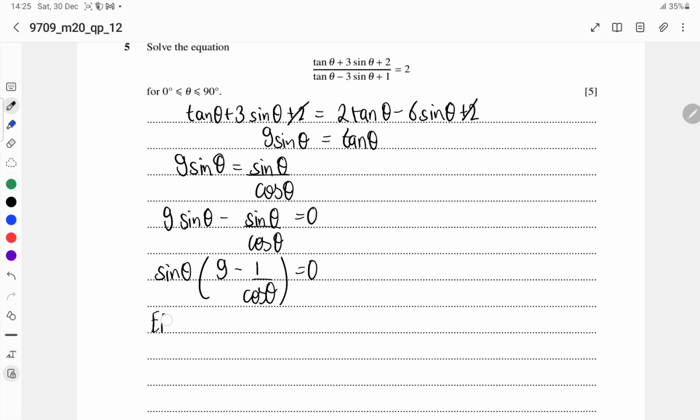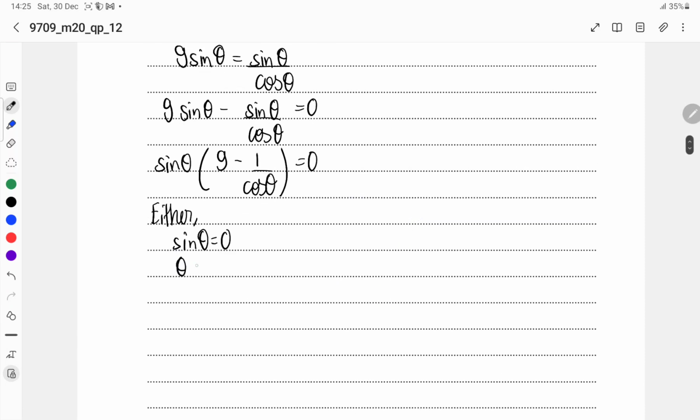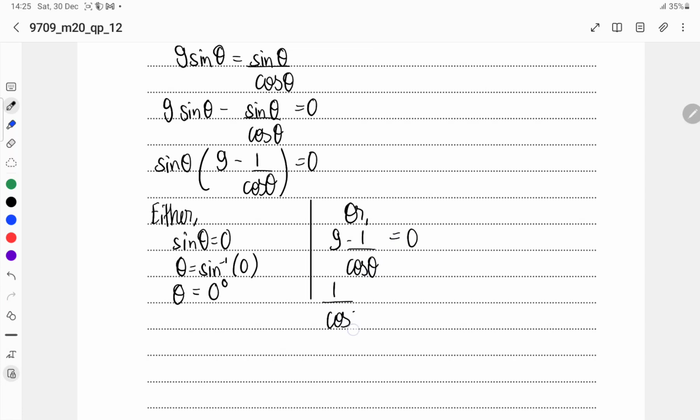So we have two equations, right? Either sine theta is going to be equal to 0, and this gives theta equals sine inverse of 0, and we know sine is 0 when theta is 0 degrees, right? So we have got one of the answers. The other answer is given by the other equation, which is 9 minus 1 over cos theta equals 0, and we are going to get 1 over cos theta equals 9. Then we can write it as cos theta equals 1 over 9, right?